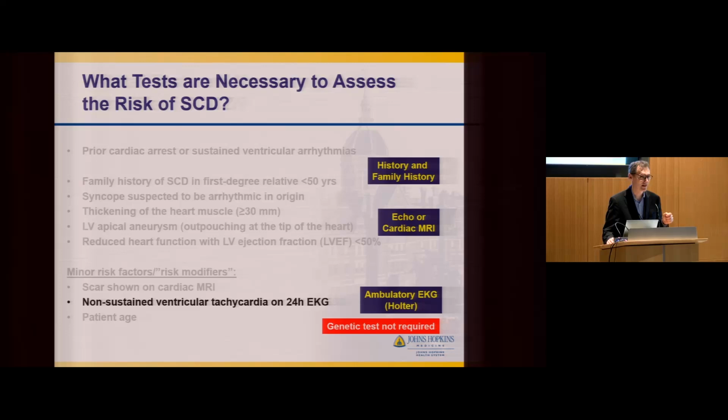Importantly, the genetic test right now is not required for adults as a risk factor for implantation of a defibrillator. This may change in the future. There is more emerging data that patients who have certain genetic variants are at higher risk, but currently that's not reflected in the adult guidelines. In the pediatric guidelines, that started already to change, but for adults, genetic testing is not important for sudden cardiac risk stratification at this moment.